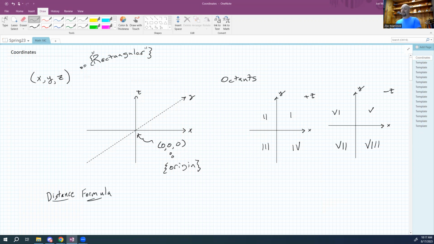Okay, and the distance formula is going to be, so I'm going to add a little assumption here. We're going to go from a point that's x1, y1, z1 to another point that's going to be x2, y2, z2.